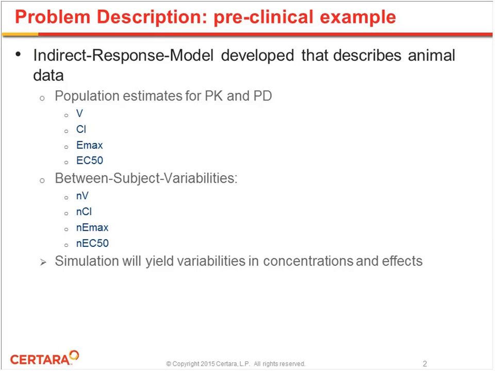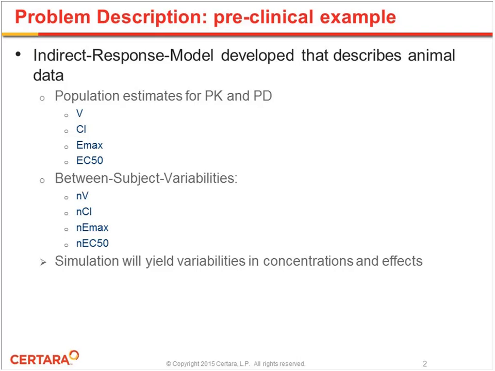So this user had some variability estimates for all his PK and PD parameters. Altogether, we have two sets: the fixed effects like volume, clearance, Emax, EC50, and then we've got these random effects, as you see here, with a small n in front. That means eta, the Greek symbol eta, on volume, eta on clearance, eta on Emax, and eta on EC50. Using all of those parameter estimates gave a very good description of the experimental data that he had at hand.